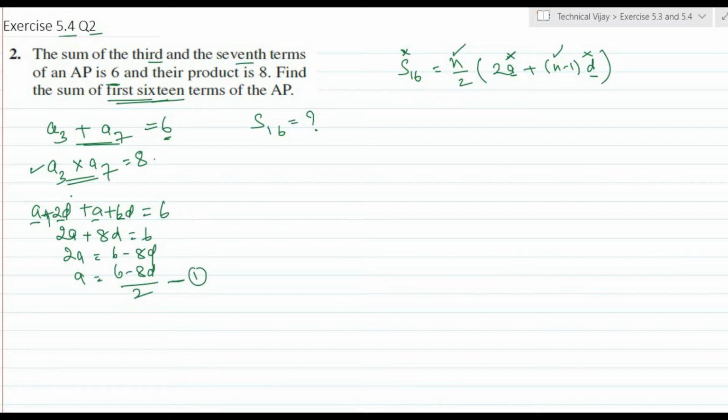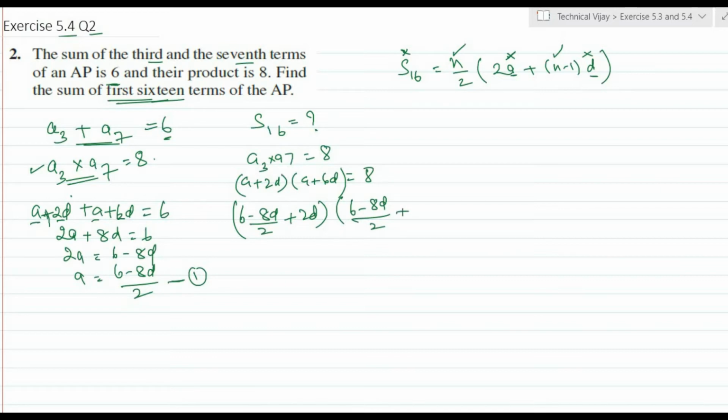Okay, so here a3 into a7 is equal to 8, means a3 can be a plus 2d and a plus 6d is equal to 8. Okay, so a value we will substitute. So (6 minus 8d) divided by 2 plus 2d, and (6 minus 8d) divided by 2 plus 6d, is equal to 8.